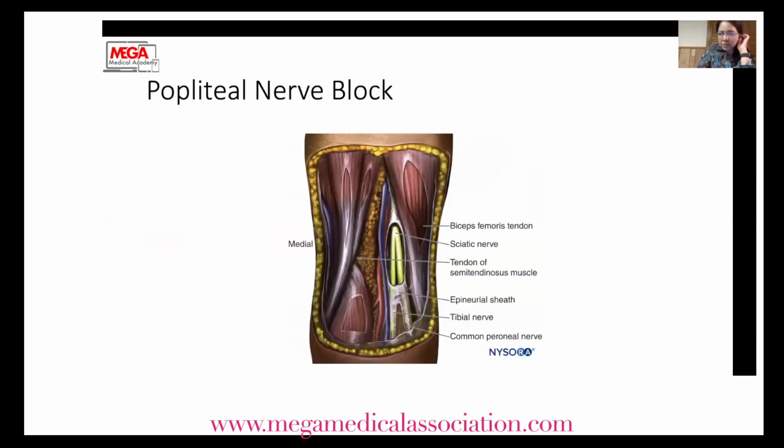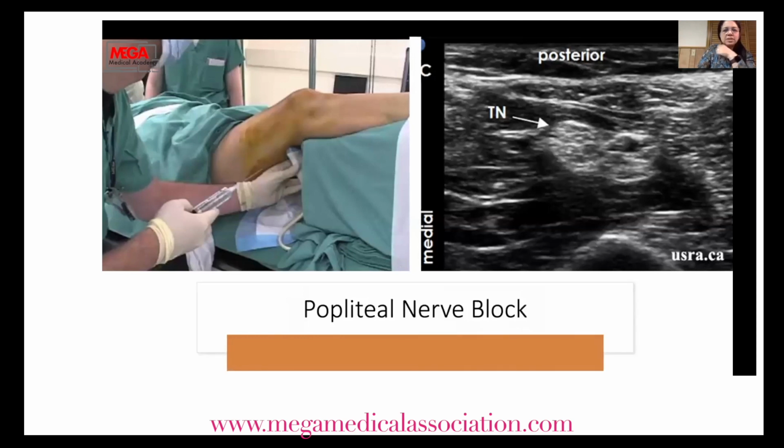And another important block that's very popular nowadays is the popliteal nerve block. It's where you target the sciatic nerve just above the knee crease. Here, the sciatic is continuing down from the thigh, and just 5 to 7 centimeters above the popliteal crease, it divides into two branches, the tibial on the medial side and common peroneal on the lateral side. So this is how we do it.